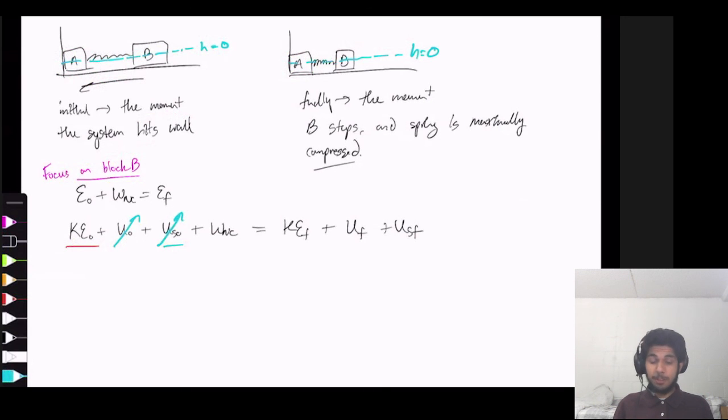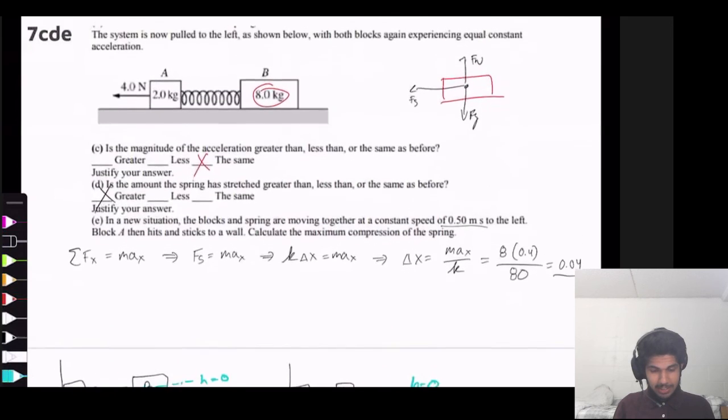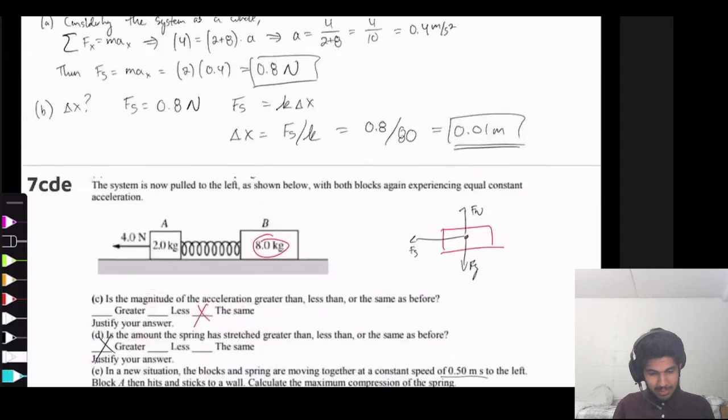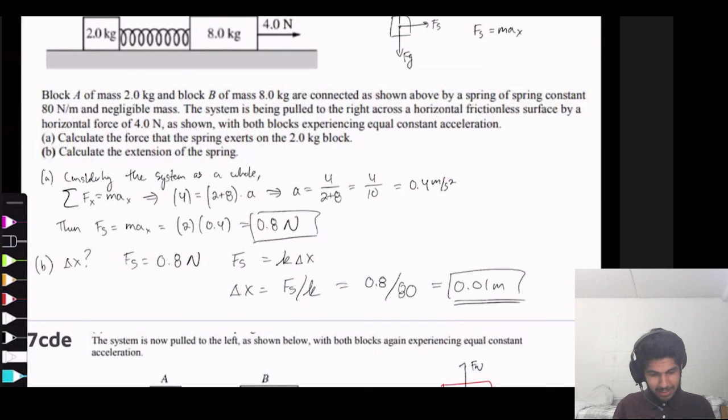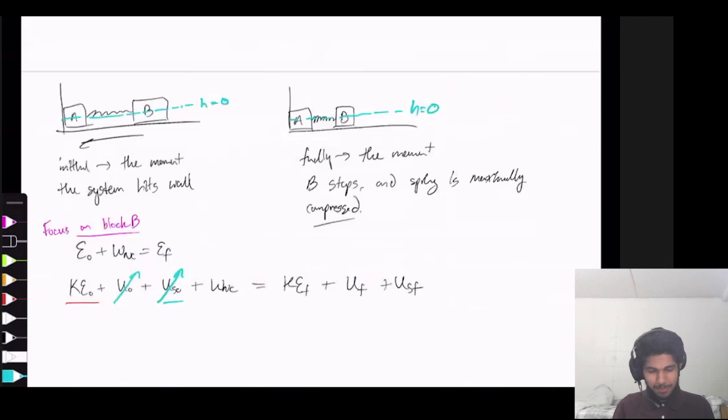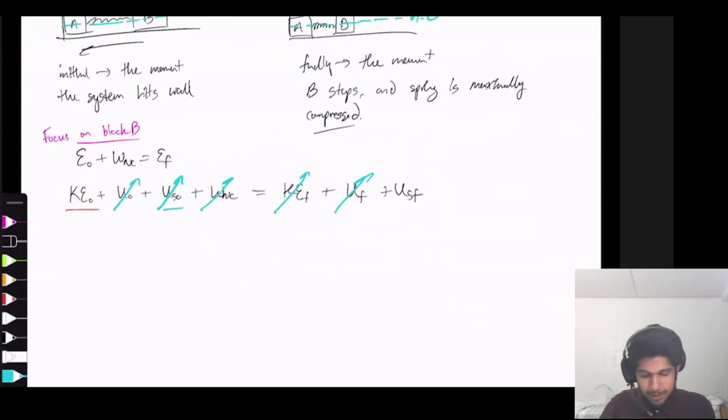Are there any non-conservative forces? Hopefully the surface is frictionless. Please say it's frictionless. Yes, it's frictionless. Beautiful. And there are no other non-conservative forces. Okay, so now let's consider the final position. Does the block have kinetic energy? No, because we said B will momentarily stop there, so it has no velocity. So this goes to 0. Is there potential energy? No, because we're at h equals 0. Is there spring potential energy? Yes, because the spring has been compressed.